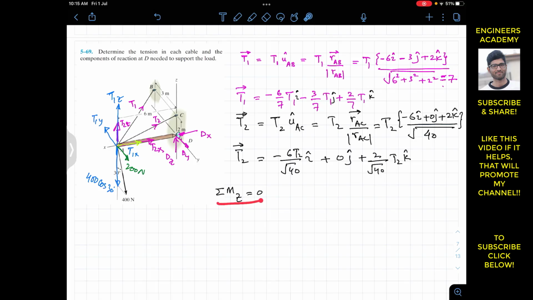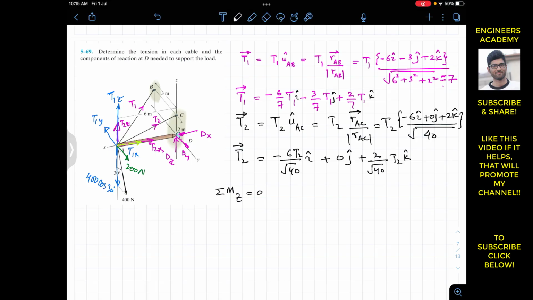So if we apply the summation of moment about the z-axis, we will have only one unknown, T1. Since T2 is not going to produce the moment about the z-axis, only this T1y, which is unknown, is going to produce the moment about the z-axis. Now we can see that this T1y is going to produce the moment about the z-axis in this direction, like this. If we curl our right hand fingers in this direction, the thumb is going to point out in the negative z direction. This means that T1y is producing the moment about the z-axis in the negative z direction.